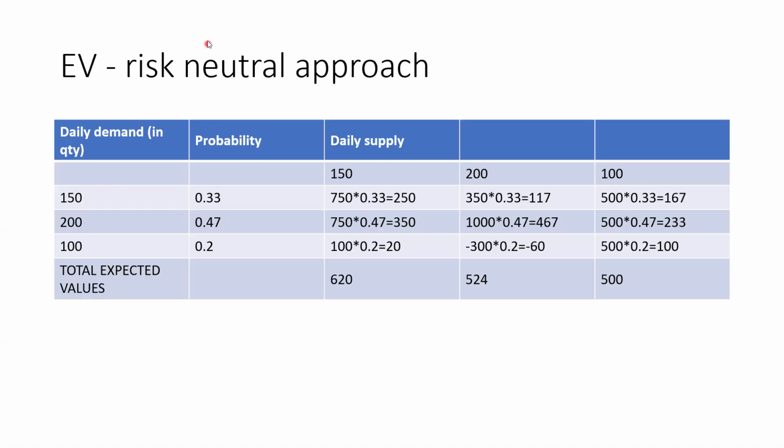Now this is the expected value table. Here, each figure we are going to multiply with the given probability. So earlier in the payoff table, we are getting the value 750 when we purchase 150. Now we are going to multiply it with the probability.